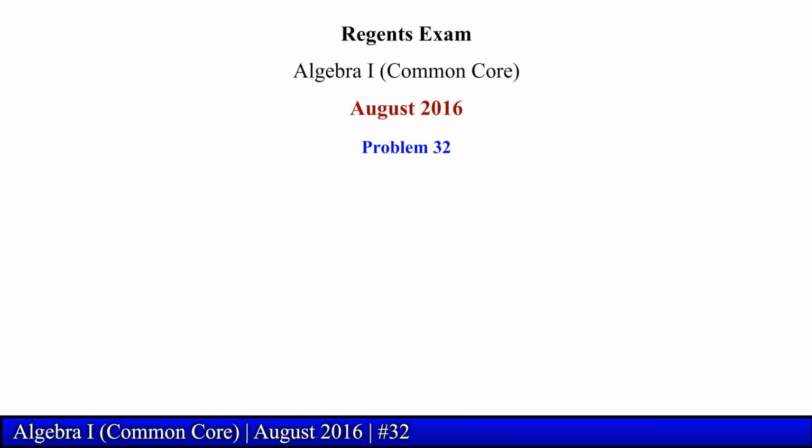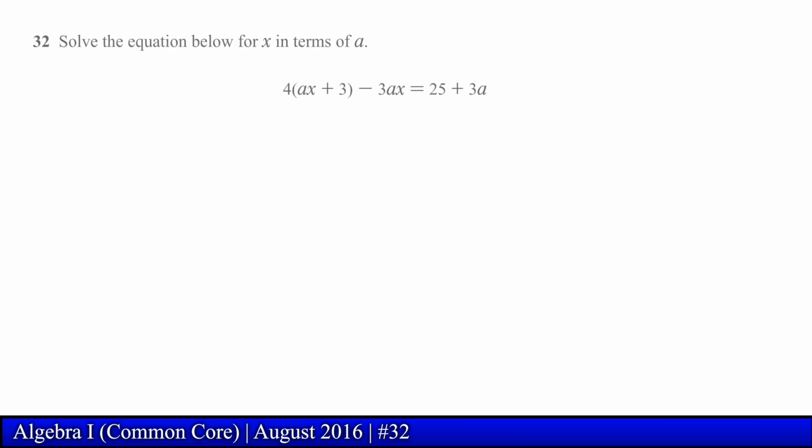Regents Exam, Algebra I, August 2016, Problem number 32. Solve the equation below for x in terms of a. In this problem, we essentially need to solve this equation for x. Our final answer will have constants and variable expressions in terms of a.